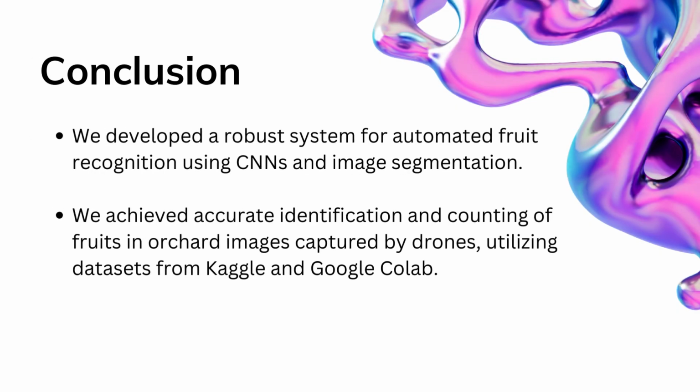Finally, in conclusion, our team has successfully developed a robust system for automated fruit recognition using convolutional neural networks and image segmentation. Through the utilization of datasets sourced from Kaggle and Google Colab, we have achieved precise identification and counting in images captured by drones. This project underscores the power of CNNs in real-time object detection and highlights their potential to enhance agricultural practices through advanced computer vision techniques. Thank you for your attention. That's all from us.